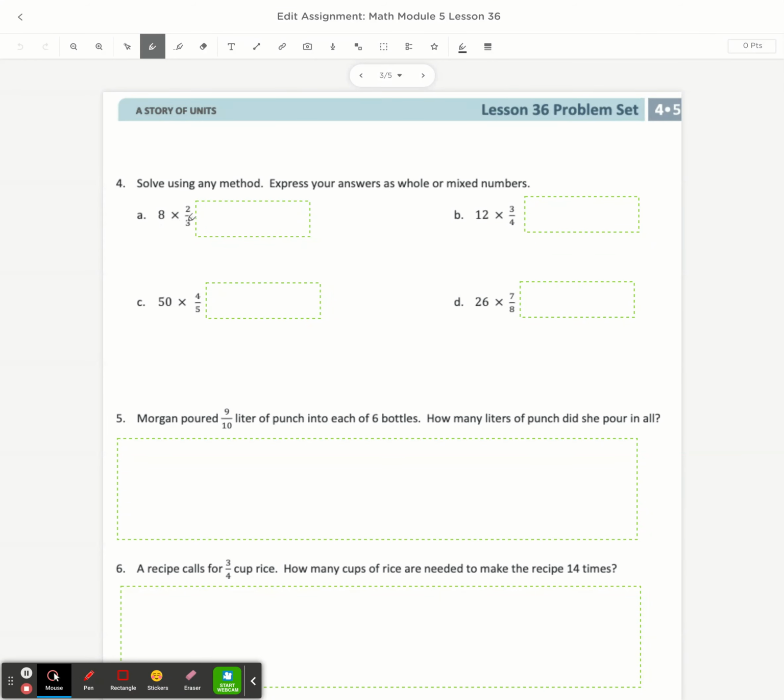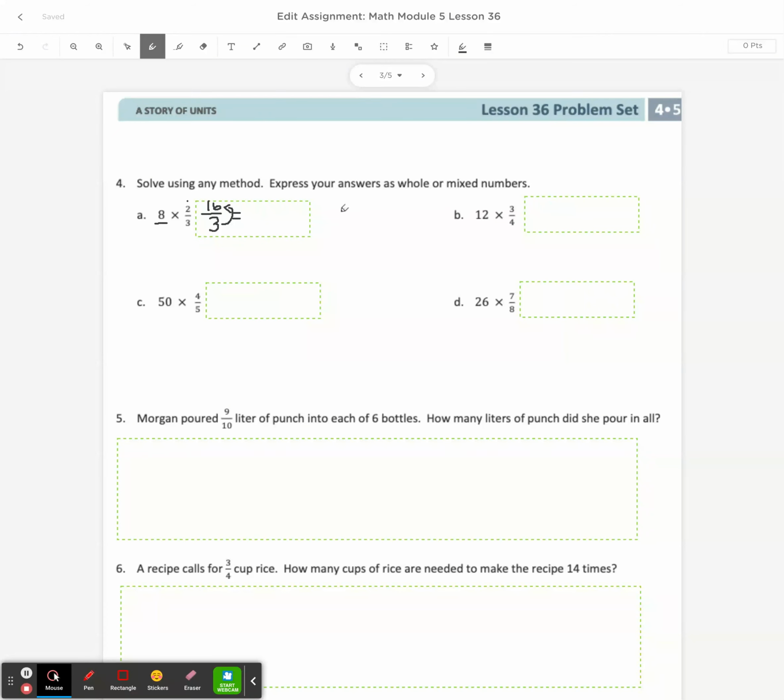So A, we have 8 times 2/3, so we're going to multiply that whole number times our numerator, so 8 times 2, which is equal to 16, and we keep our denominator the same. And again, the directions tell us to write our answer as a mixed number, so we're going to have to convert this. I'm going to start off by seeing how many times 3 can go into 16.